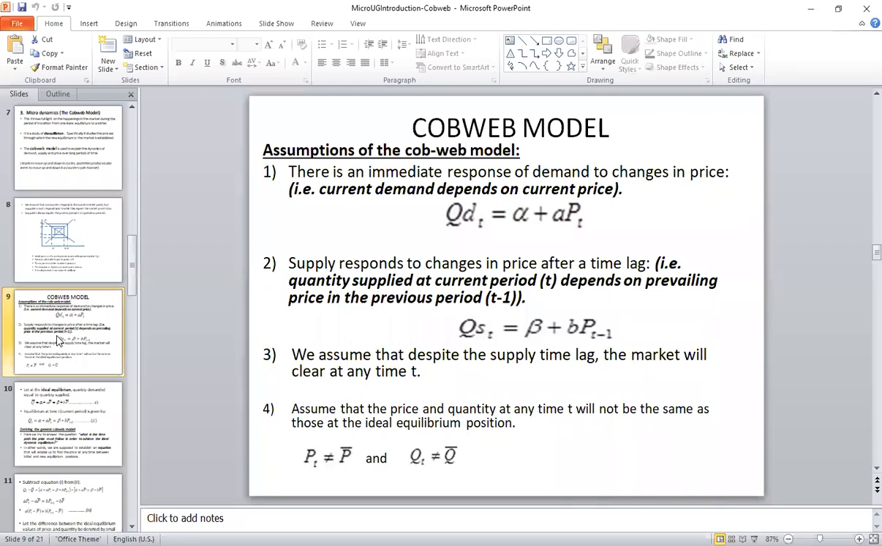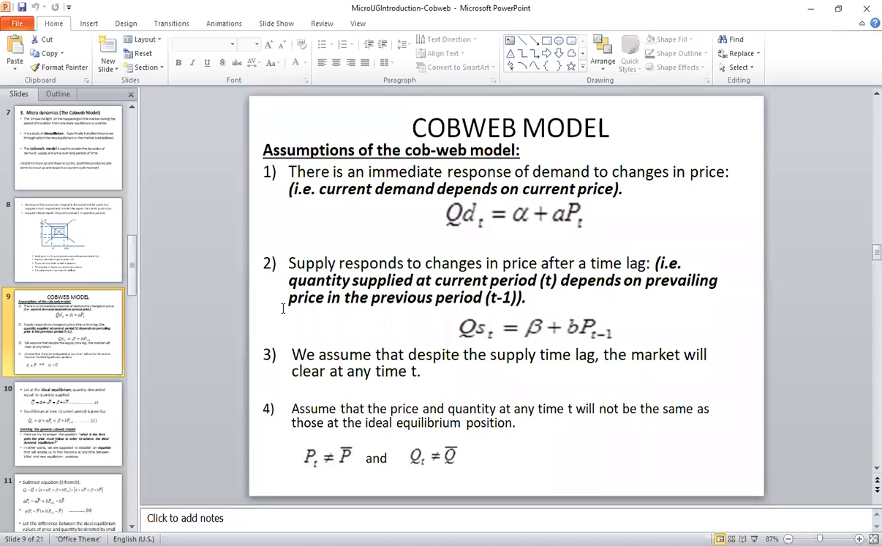The first assumption is that there is an immediate response of demand to changes in price. Remember, we saw in the graphical part that the current demand will depend on the current price. So mathematically, here we have quantity demanded at time t, where t is the current period. Alpha is a constant, then a times P_t, where P_t is the price in the current period at time t. A is the slope of the demand curve. So that is the first assumption, that current demand depends on the current price.